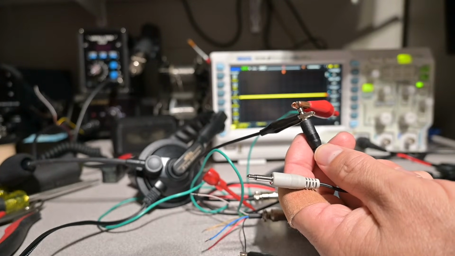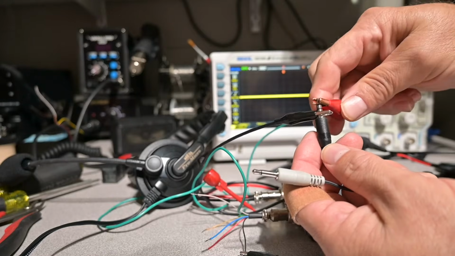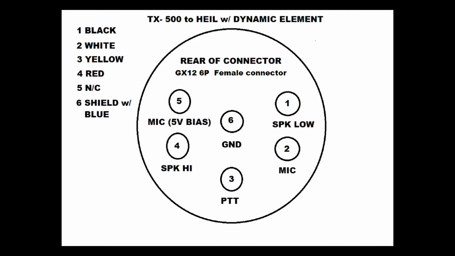and you can see that we've got our audio lit up now on our headset. Our next connection is our microphone audio. Microphone audio is unbalanced and returns through the chassis ground, pin 6. There are two microphone input pins, pin 2 and pin 5.